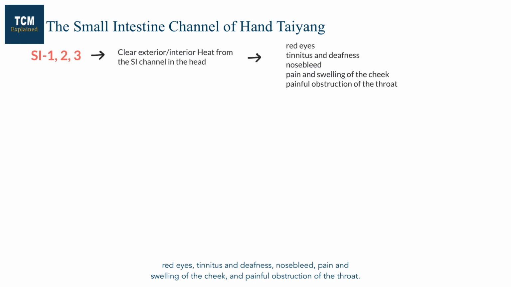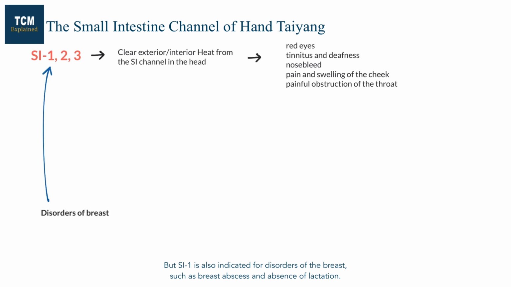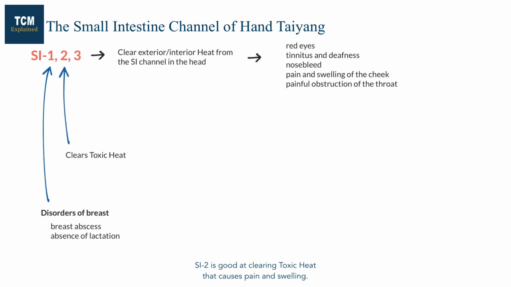But SI1 is also indicated for disorders of the breast, such as breast abscess and absence of lactation. SI2 is good at clearing toxic heat that causes pain and swelling.